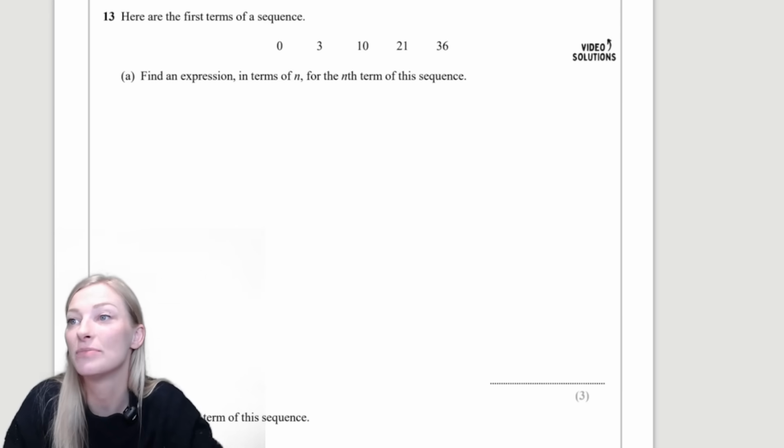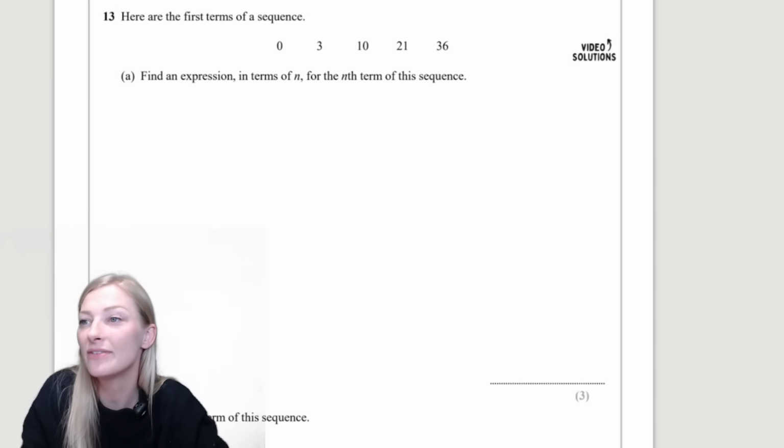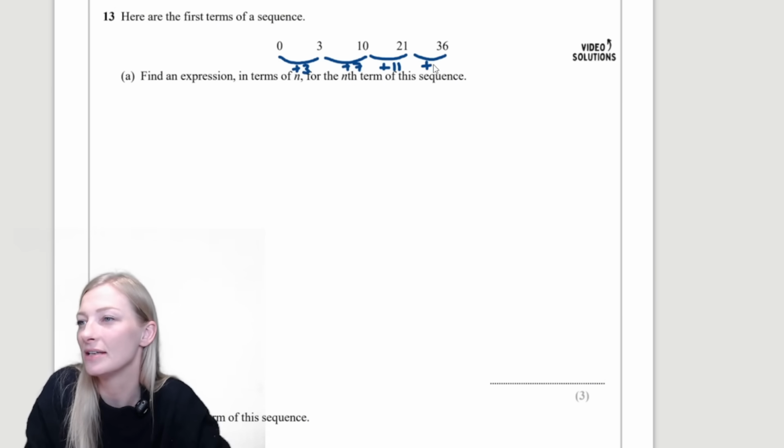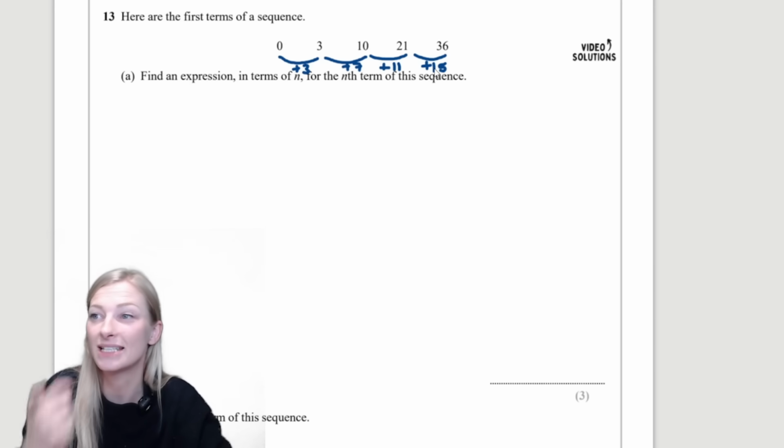Here are the first terms of a sequence. Find an expression in terms of n for the nth term of this sequence. Now we can see that the sequence has gone up by 3, then it's gone up by 7, and then it's gone up by 11, and then it's gone up by 15. So this is not going up by the same amount each time, so it's not an arithmetic sequence.